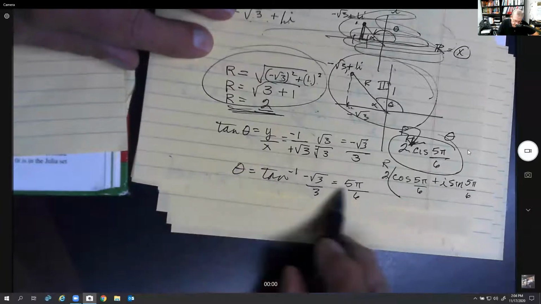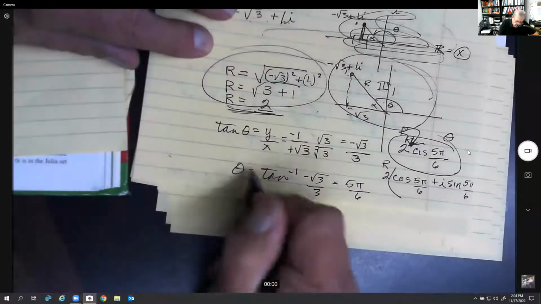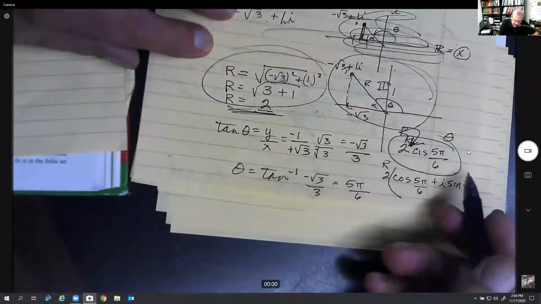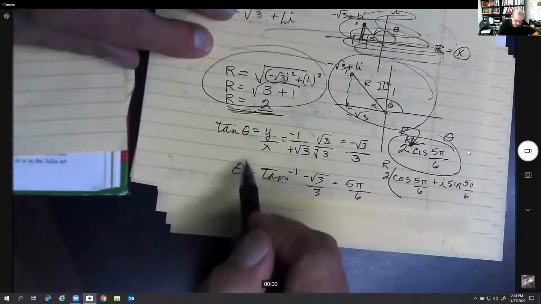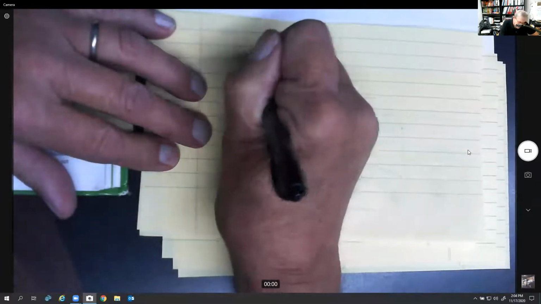And then cis, cosine plus i sine. So we figured out our angle by using our tangent function. You don't really have to use cosine and sine in here. You're just going to use your tangent function, and you convert it rectangular to polar. Let's try another one here. This is kind of a weird one.